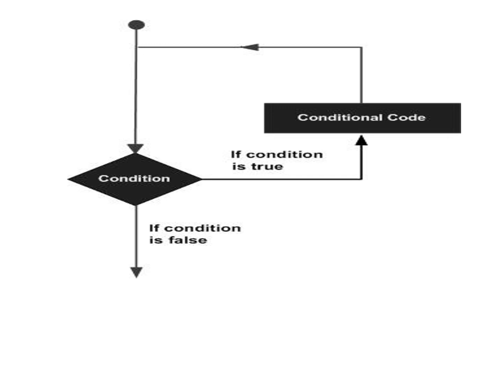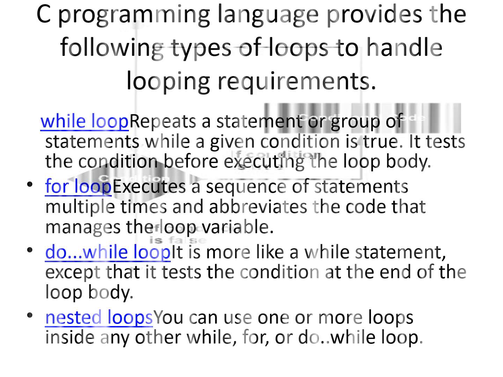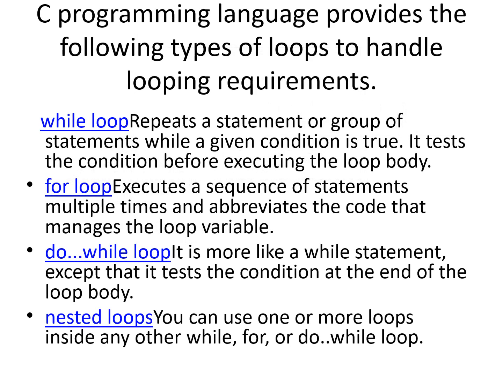What about the condition? Conditional code. If the statement is true, then how many times will it be executed? All these things are decided by the loop. C programming language provides the following types of loops to handle looping requirements.